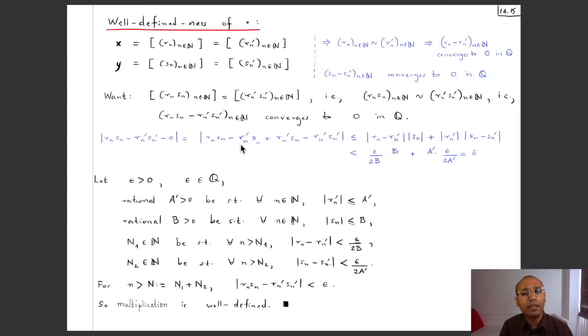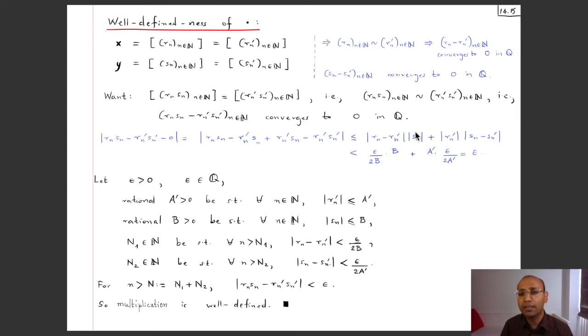Now we see that in this, Sn is a common factor and in these two, Rn prime is a common factor. So if we use the triangle inequality on this, then this is less than or equal to the mod of the first thing, which itself splits into two parts, the mod of Rn minus Rn prime times the mod of Sn, and then the mod of the second part, where Rn prime being a common factor, it splits into mod Rn prime times mod of Sn minus Sn prime.